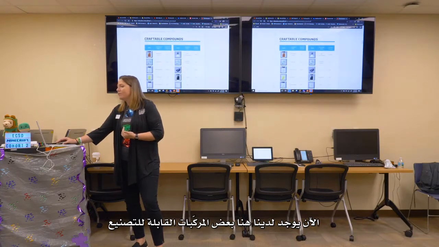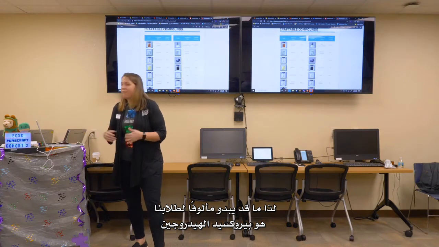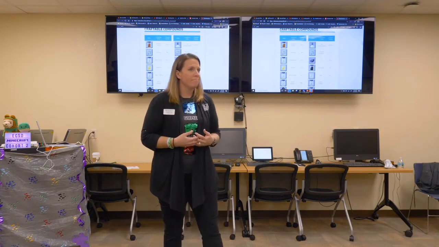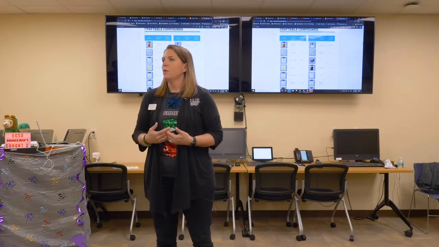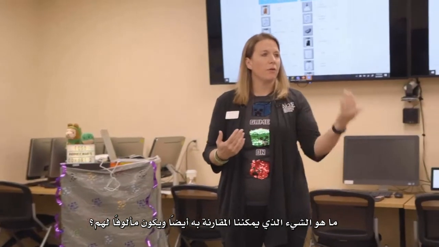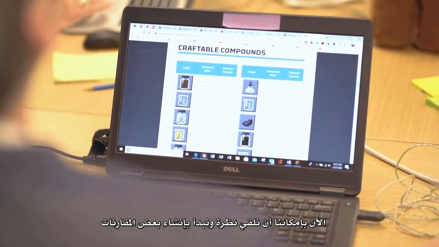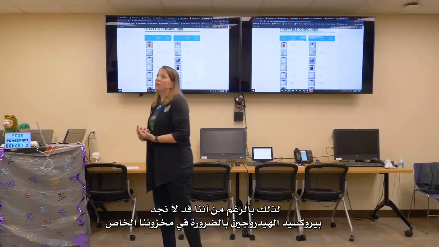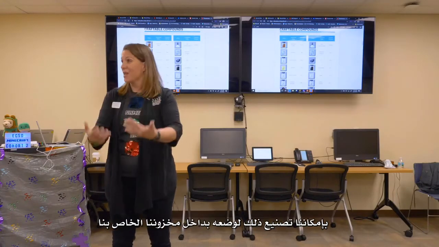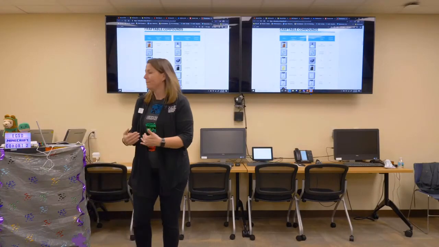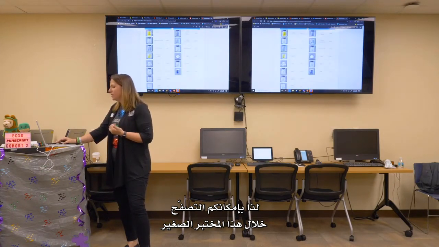Now, here are some craftable compounds. So something that our students may be familiar with, hydrogen peroxide, right? Which is H2O2. What could we compare that to that they are familiar with also? Water. There we go. So now we can start to take a look at some comparisons. So even though we don't necessarily find hydrogen peroxide in our inventory, we can create that to put it into our inventory. Okay? All right. So you can go through this little lab.